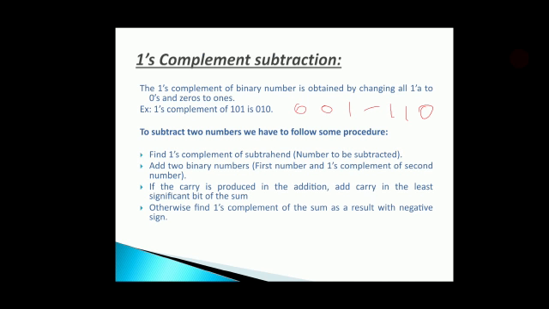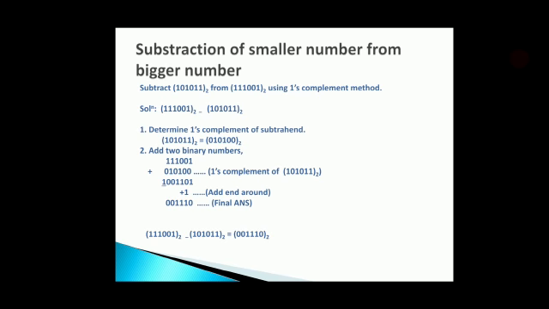In the third step, if a carry is produced in the addition, then you have to add that carry to the least significant bit of the sum. In the last step, if the carry is not produced, then you have to take the answer's ones complement and give it a negative sign. We'll take an example here. It will be clear for you.